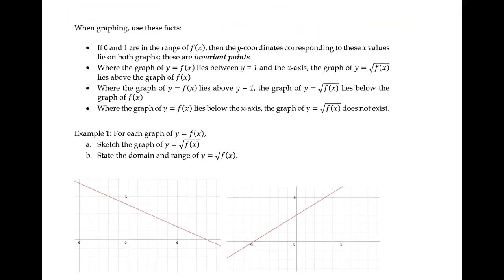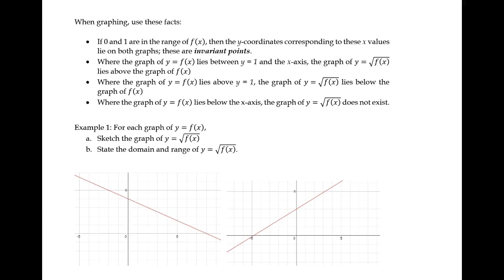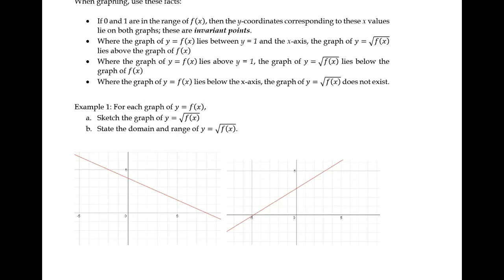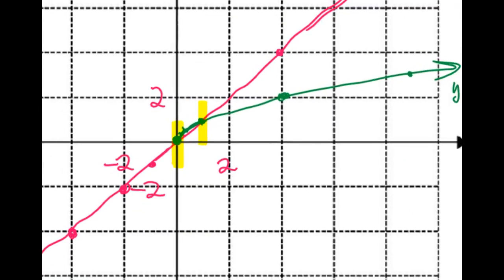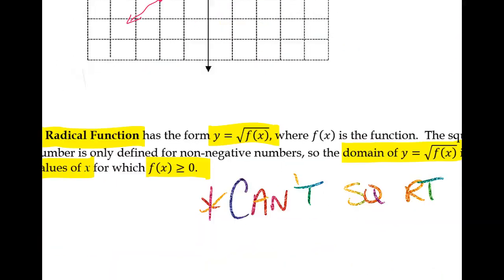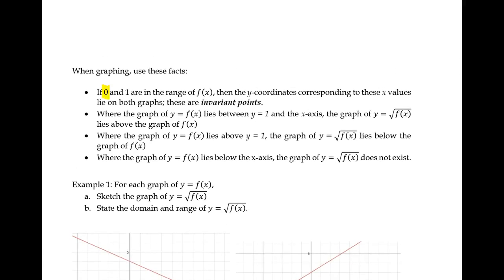So, when graphing, we need to use the following facts. If 0 and 1 are in the range of f of x, then the y-coordinates corresponding to these values lie on both graphs. They are invariant points. Okay, so 0 and 1, and we saw that up here. Sorry to keep flipping back and forth, but we have very specifically here and here. And we've used this language before of invariant points, where in the linear form, that original function versus the square root of the function, those two didn't change. There we go. Okay, so 0 and 1 in the range of f of x.